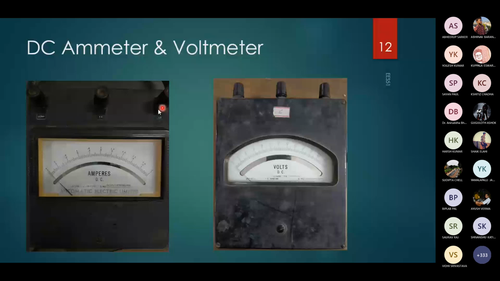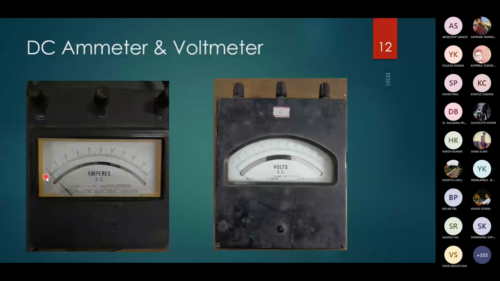Similarly, for the DC voltmeter, you have the common and 2 scales. I think it is 150, 300. So the lower scale is 0 to 150 and the upper scale is 0 to 300. According to your anticipation, you will choose the scale and you will get the reading. And look at the scale. It is uniform throughout.